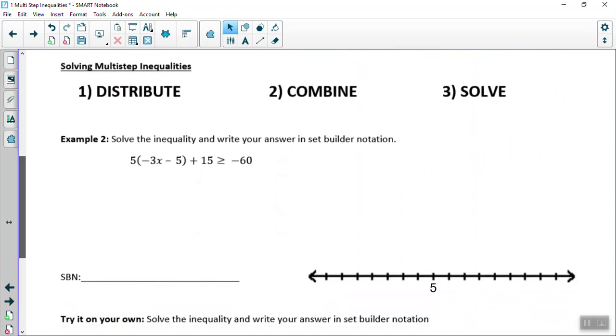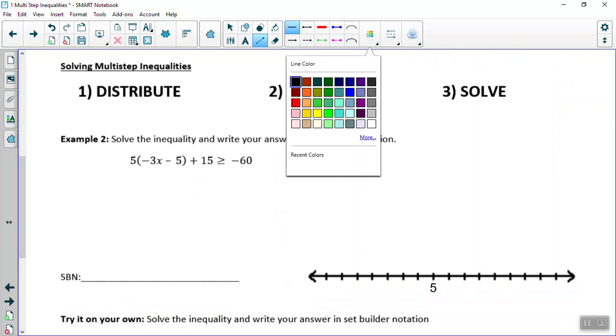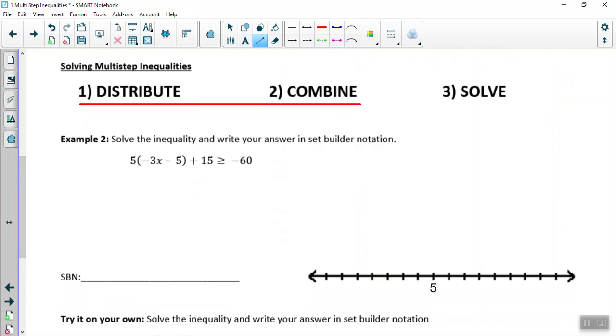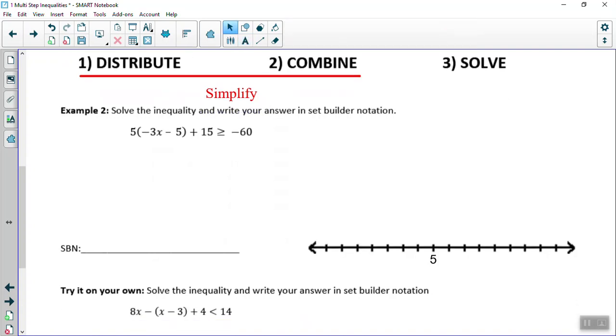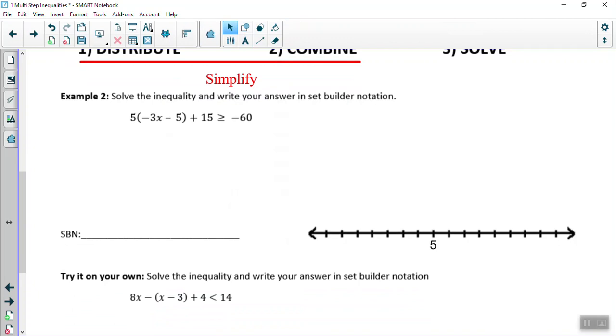Okay, let's take a look at this next part here. So solving multi-step inequalities, we must distribute, combine, and then solve. Okay, distribute, combine, and then solve. So this follows along with the things that I've been talking about, how I like to split up into a two-part process. We simplify, so that's this part here, and then we solve. So remember, I always group this part down here into simplify and then solve.